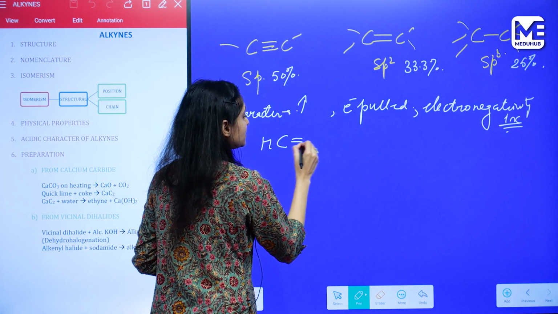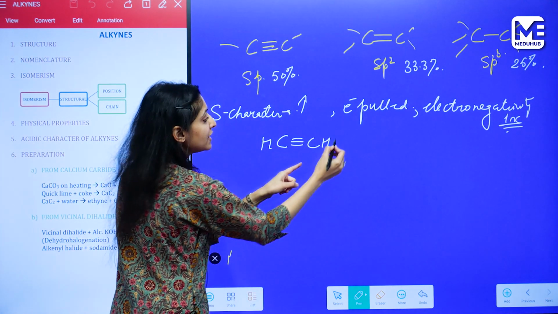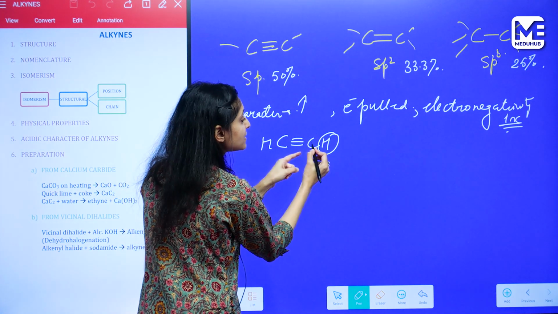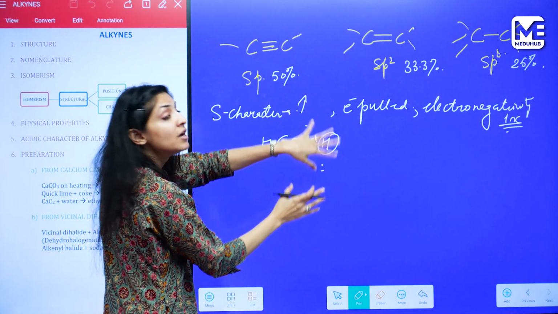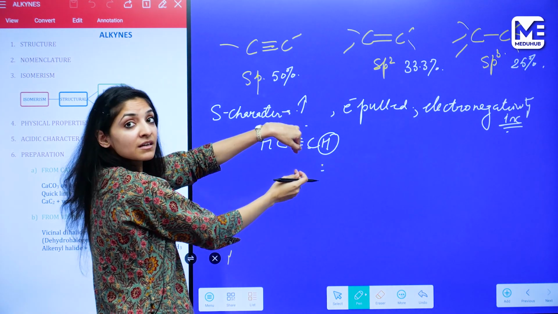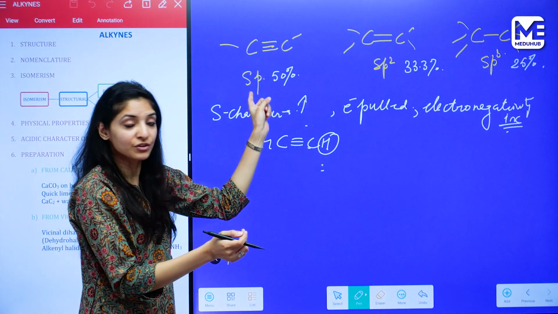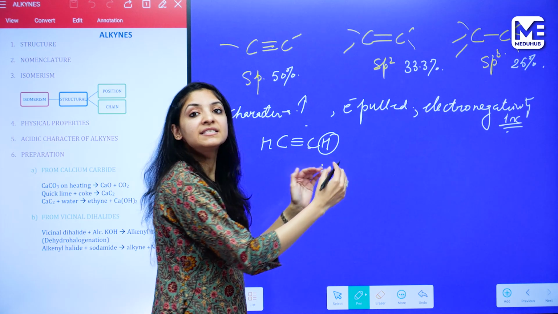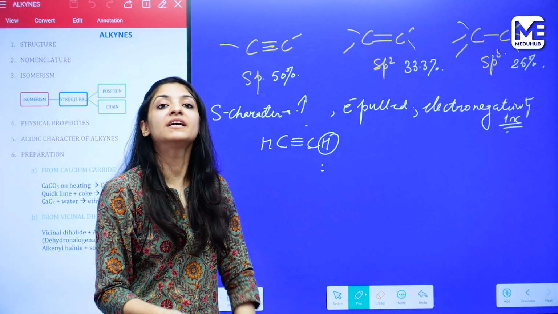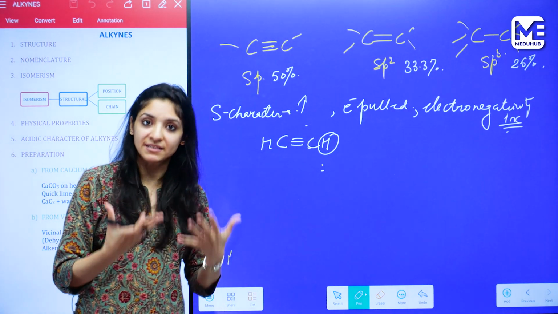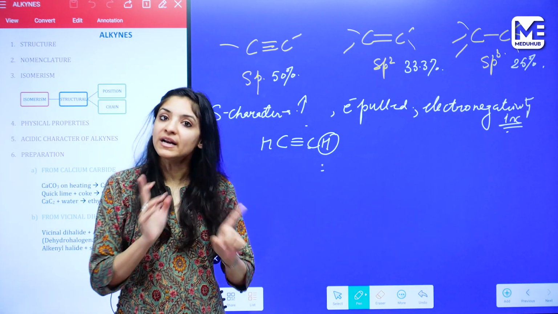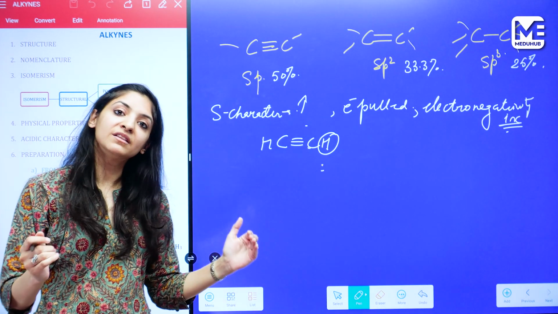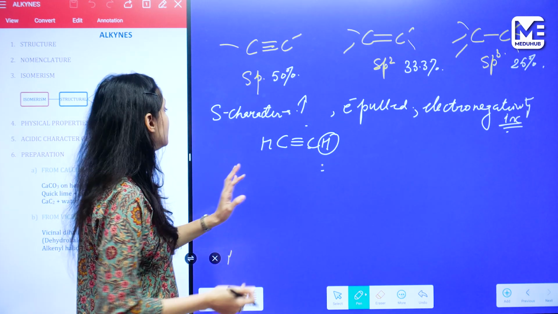Let's take this case, which makes the release of this proton much easier because the electron density between this carbon and this hydrogen is pulled more strongly towards this carbon because of its sp nature. This hydrogen can be released as a proton, and this is the reason that alkynes behave as acids. They are weak acids, but alkanes and alkenes are not acidic in nature. This is the difference between the three types of hydrocarbons that we have studied.